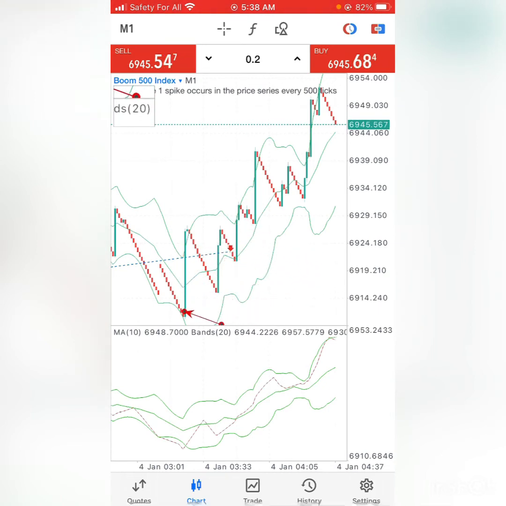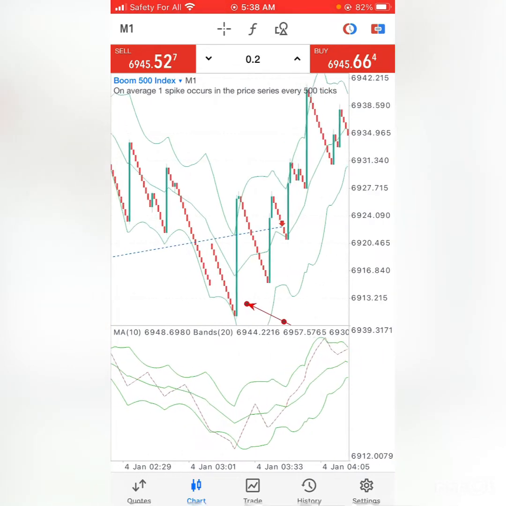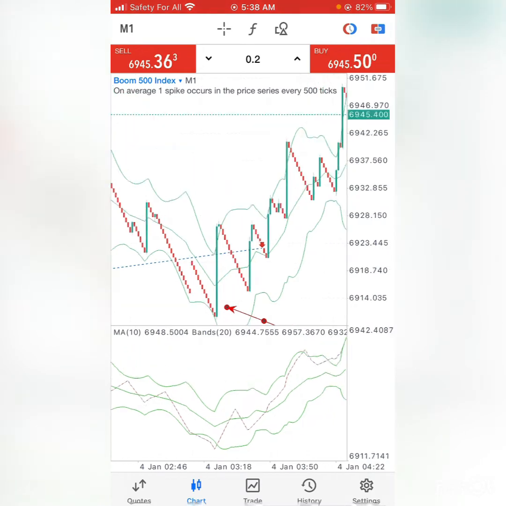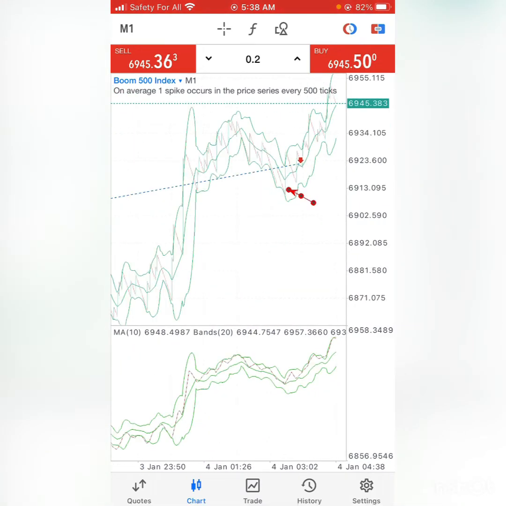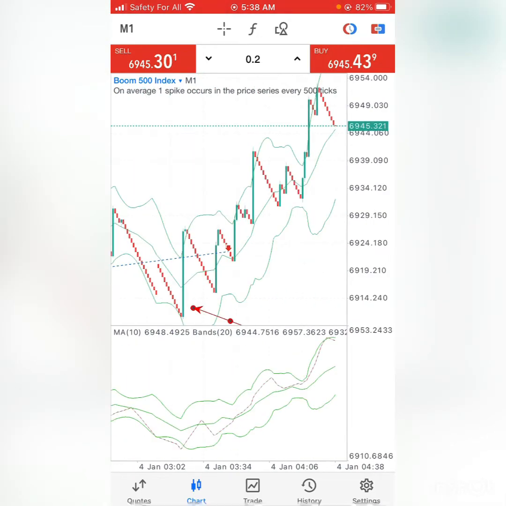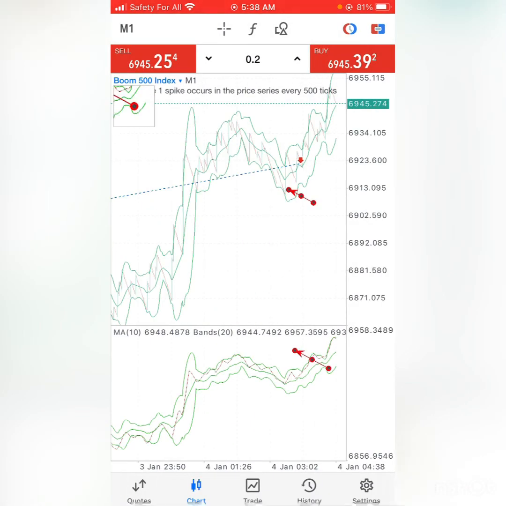Now, for this strategy, you don't need too many indicators, as you can see on my chart here. The zoom level for this strategy is so easy. You zoom in, as you can see here, all the way in. Now on M1, don't forget this, on M1.